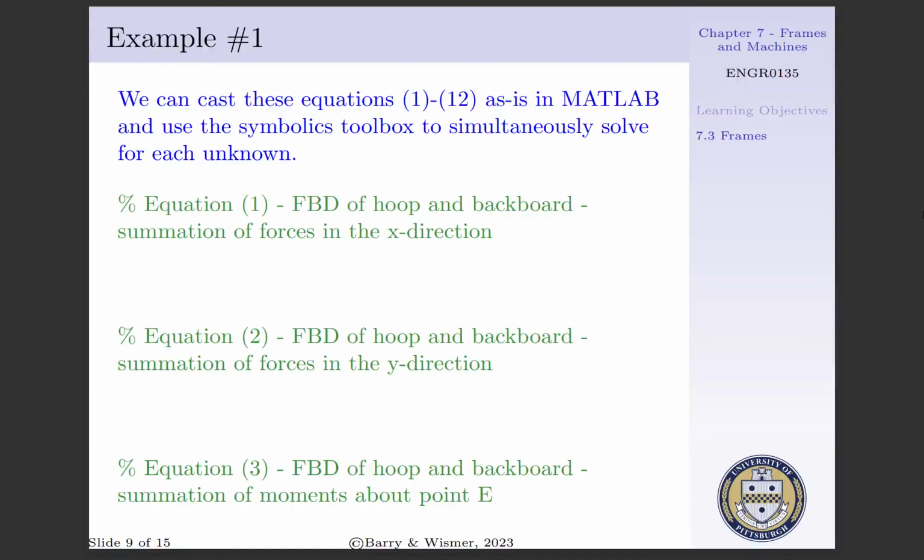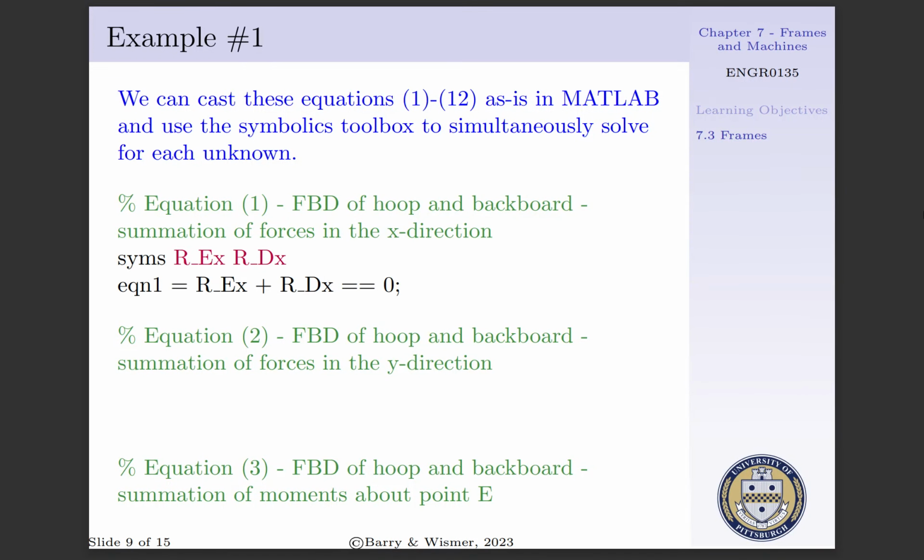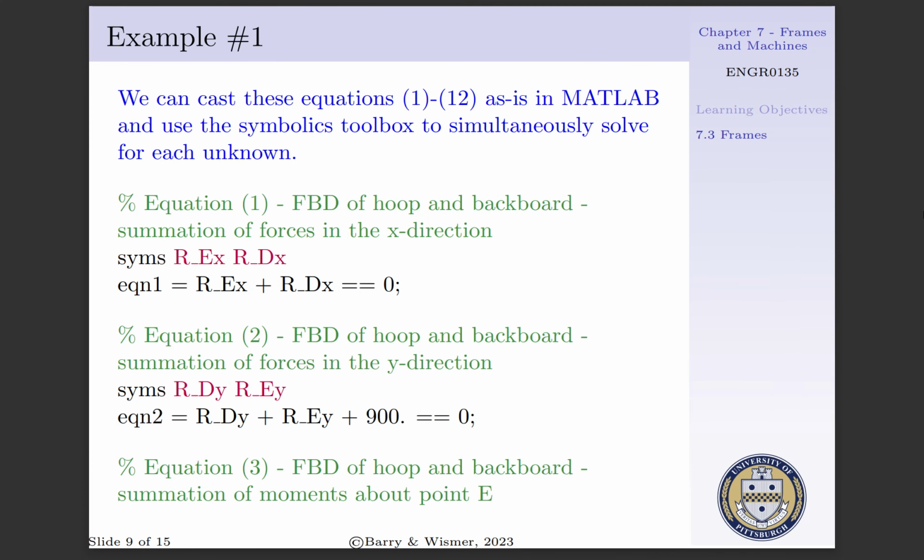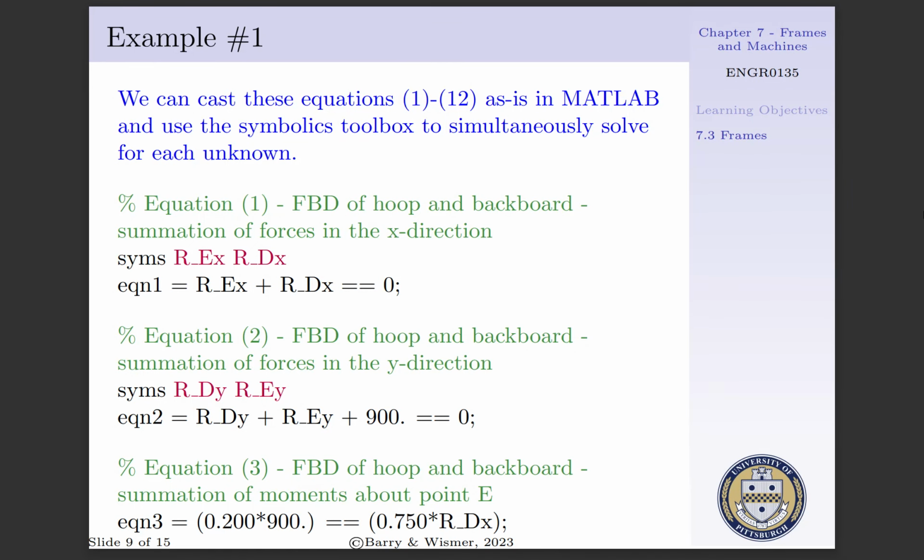Casting equation 1 in MATLAB, we will denote our symbols REX and RDX. Equation 1 will take the form REX plus RDX is equal to 0. Equation 2 is the summation of forces in our y direction, and we will cast the symbols RDY and REY. Equation 2 will take the form RDY plus REY plus 900 is equal to 0. Lastly, equation 3, being our summation of moments about point E, can be cast as equation 3 is equal to 0.2 times 900 is equal to 0.75 times RDX.